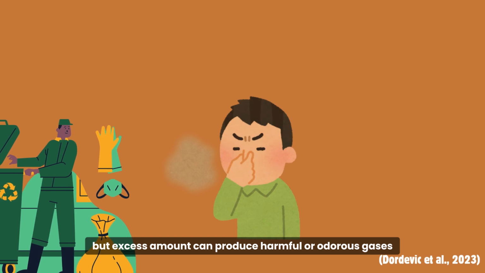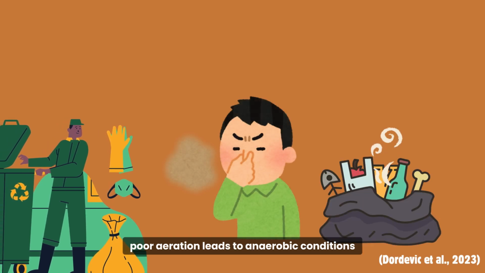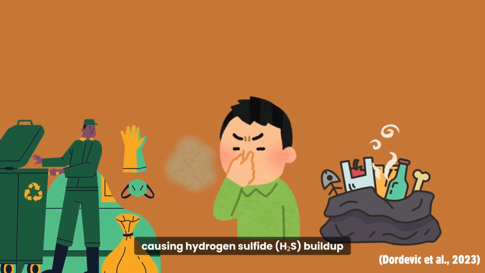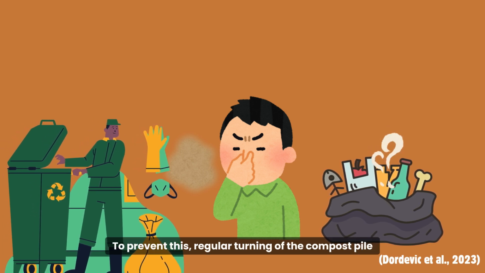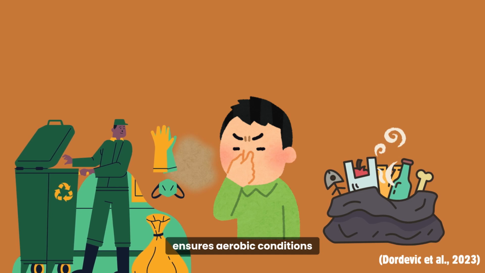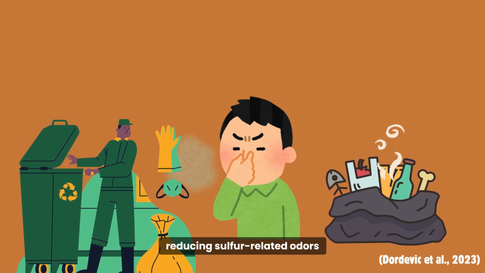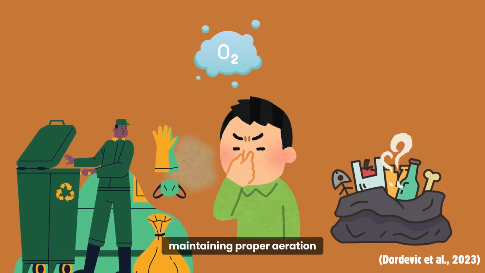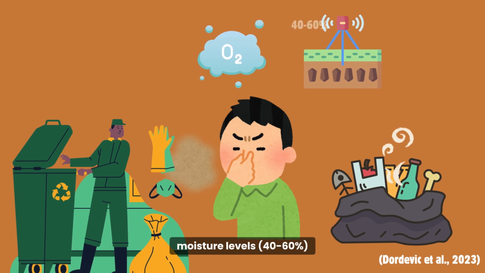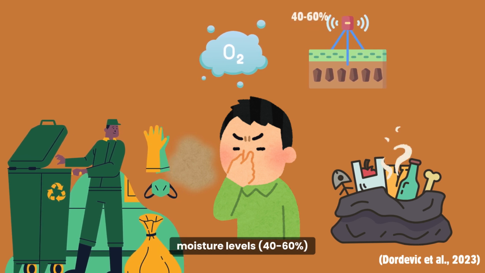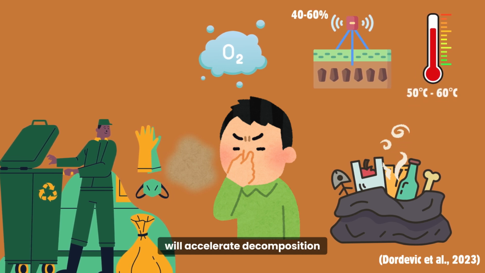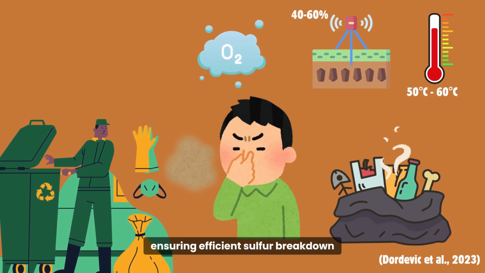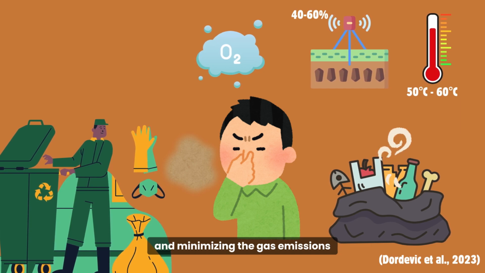harmful or odorous gas. Poor aeration leads to anaerobic conditions, causing hydrogen sulfide buildup, which emits a rotten egg smell. To prevent this, regular turning of the compost pile ensures aerobic conditions, reducing sulfur-related odors. Maintaining proper aeration, moisture level at 40 to 60%, and temperature at 55 to 70% will accelerate the decomposition, ensuring efficient sulfur breakdown and minimizing the gas emissions.